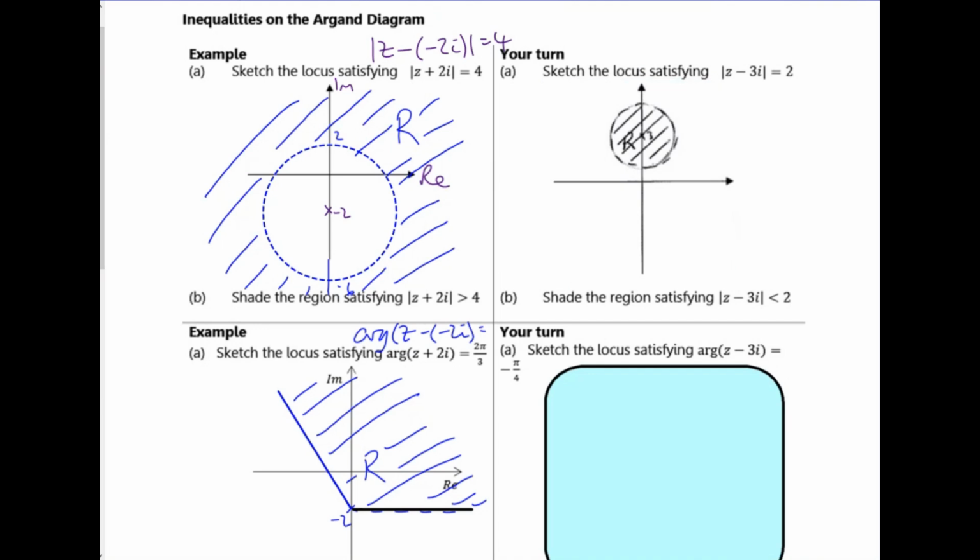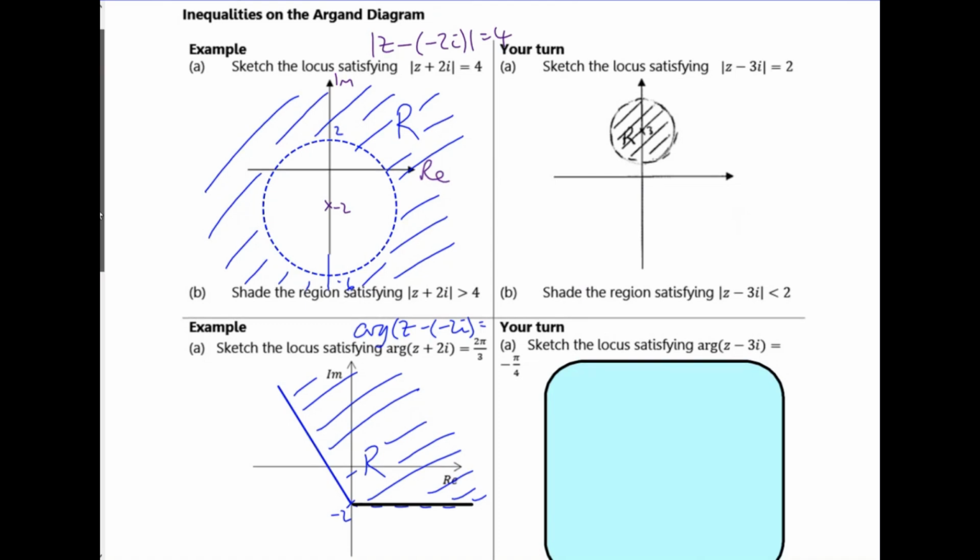So for this one, it should be a dotted line because it's a strict inequality. It's a circle centered on 3i on the imaginary axis and radius 2, so it doesn't cross the x-axis. We want the region where the distance of the complex numbers from 3i is less than 2, so that's the inside of the circle.